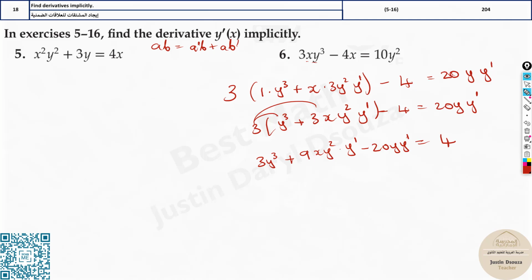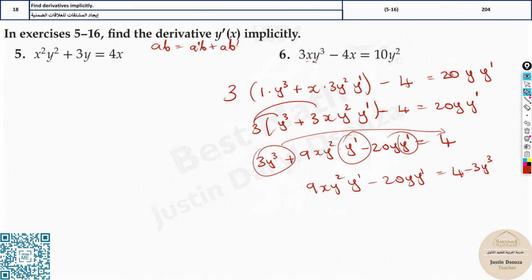Now here we need to group only the y prime terms. So I'll take this to the other side. It will be 9xy squared y prime minus 20y y prime, that is equal to 4 minus 3y cubed. Sorry, it's plus. Oh, I got drawn away. This is a single term, guys, it's 9xy squared y prime. Sorry, I shouldn't write that. Don't do the mistake which I did. It's just this first term that moves to the other side, which will be 4 minus 3y cubed.